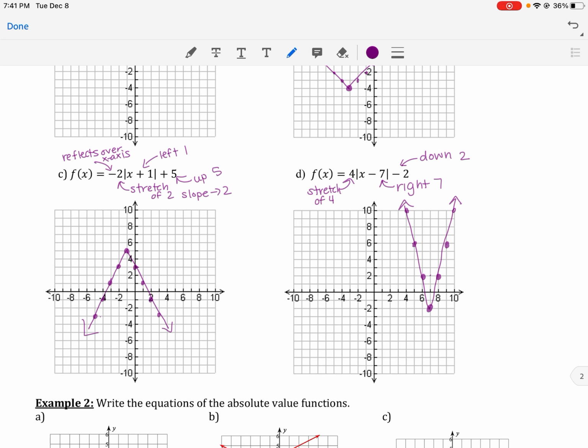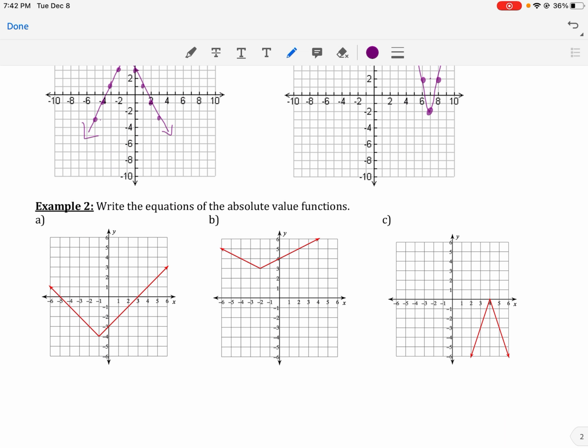Okay, the last part of the assignment today is we're going to be looking at writing the equations of these absolute value graphs. So I would start by just identifying the transformations, like identify the vertex and identify if anything's happened out front. So like, is the slope different than 1 or not, is it maybe reflected.